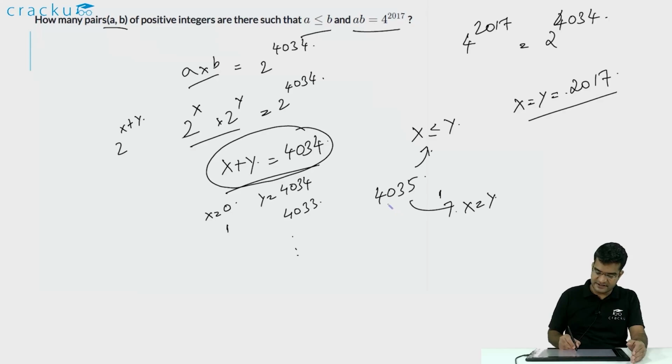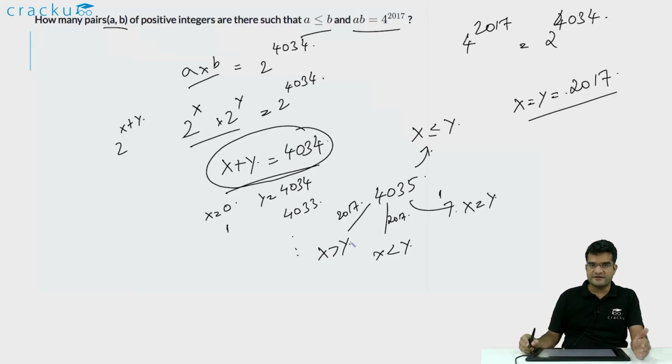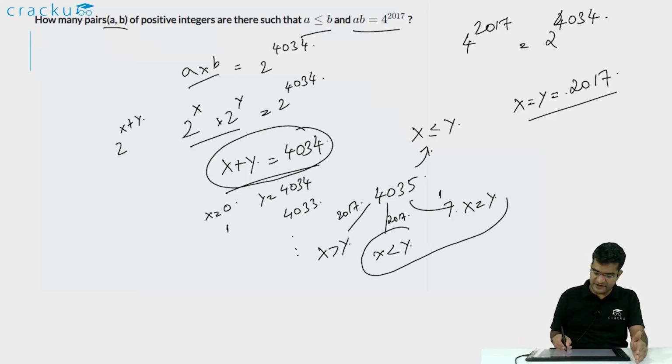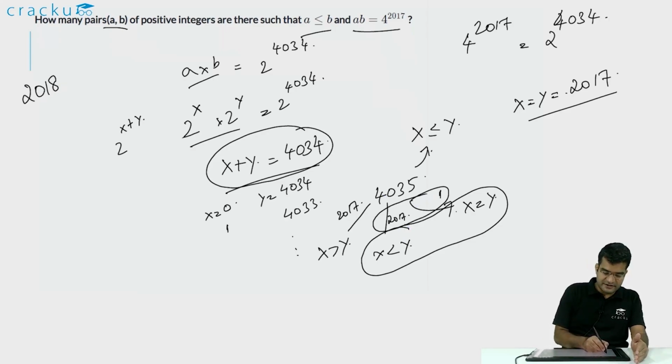This is one case. In the remaining 4034 cases, you will have by symmetry 2017 cases where x is less than y and 2017 cases where x is greater than y. So, if you are looking for the solutions where x is less than or equal to y, the total number of cases will be 2017 plus 1, which is equal to 2018. That will be the answer.